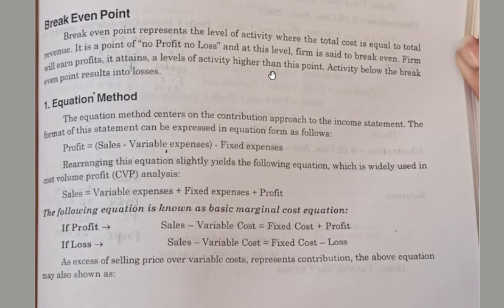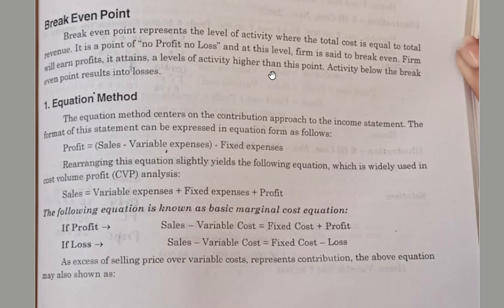So the format of the statement can be expressed in equation. So basically there are two equations. One is profit is equal to sales minus variable cost minus fixed cost. So sales minus all the cost is equal to profit. Or sales can also be expressed as variable expenses plus fixed expenses plus profit. So when you're moving the formula from right hand side to left hand side, in order to make sales as unknown figure, you get the same balances. So the following equation is known as basic marginal cost equation.